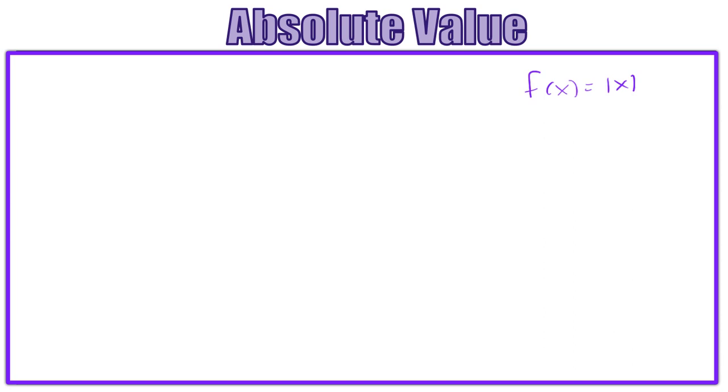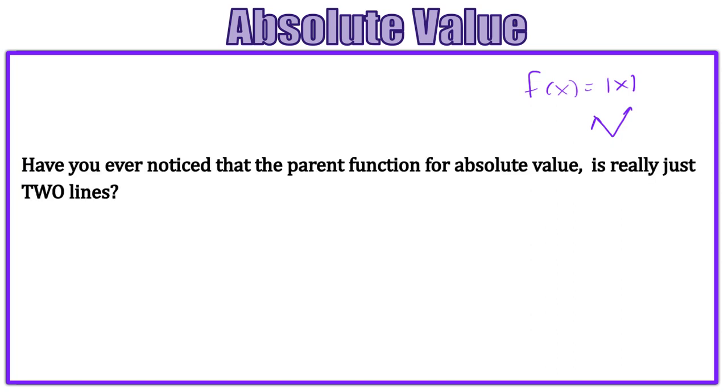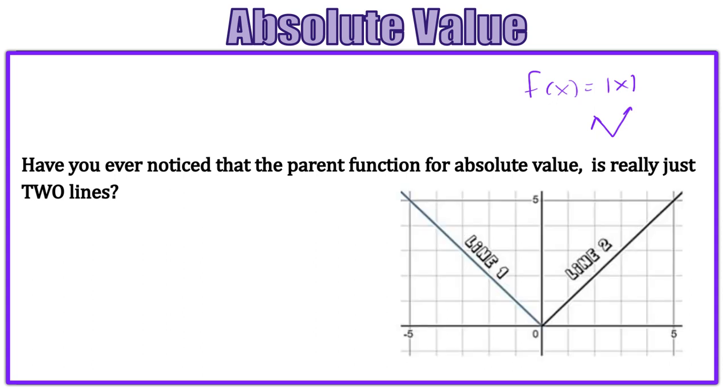So the parent function for the absolute value graph is just the function f of x equals the absolute value of x. And if you remember from previous classes, when you graph that, it makes sort of a V shape. So something I want you to think about that you may or may not have ever thought about before: did you ever notice that the parent function for the absolute value is really just two lines? I mean, think about it for a second. That V-shaped graph could have one line on the left that has a negative slope and one line on the right that has a positive slope.